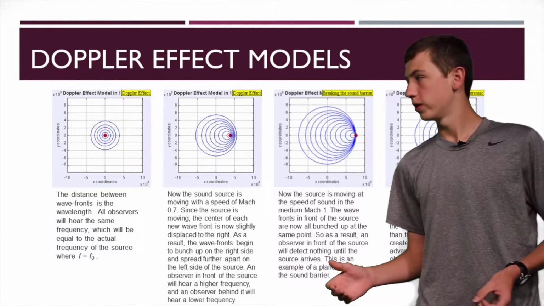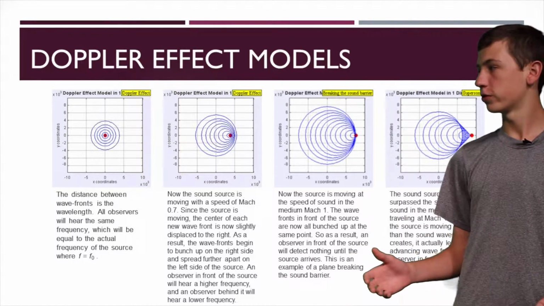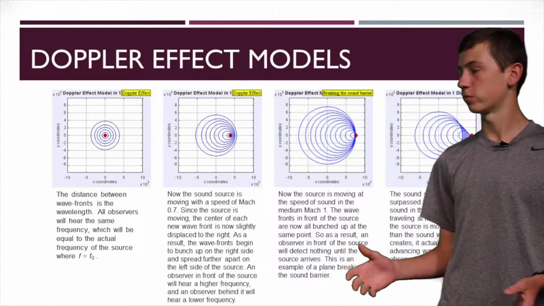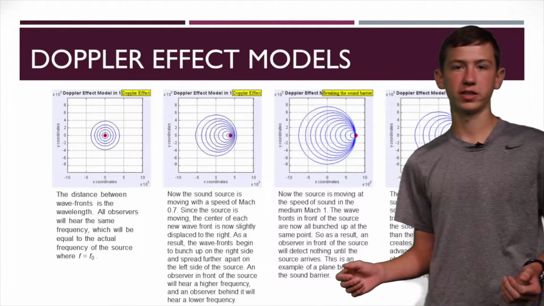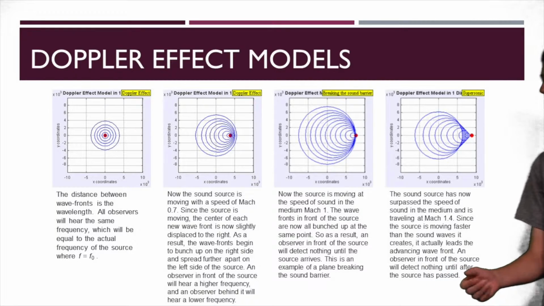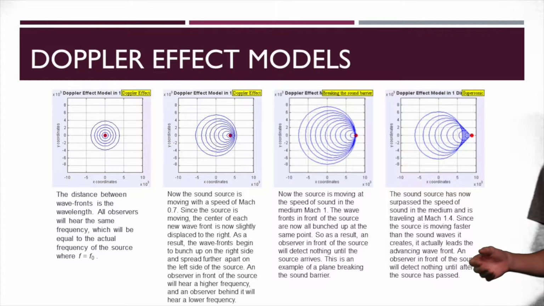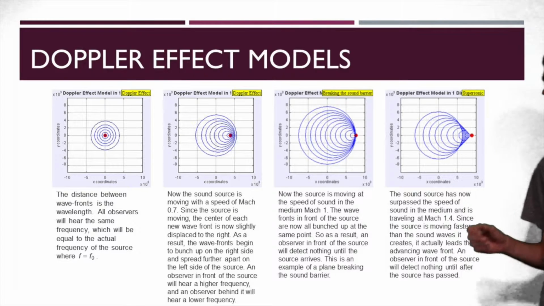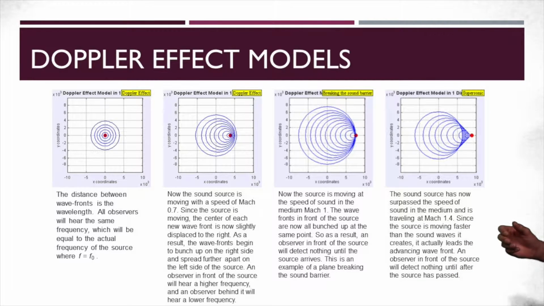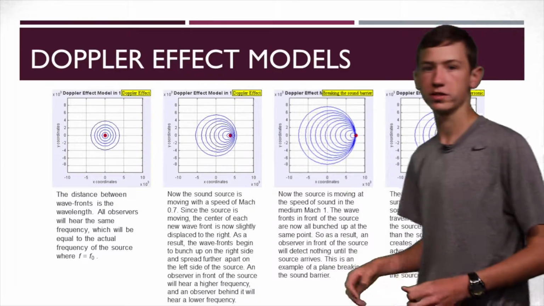Example 3, the source is moving at the speed of sound, and an observer in front of the source will detect nothing until the source has arrived. An example of this could be a plane breaking the sound barrier. And finally, for our last example, the sound source has now surpassed the speed of sound in the medium and is traveling at a speed of Mach 1.4. An observer in front of the source will detect nothing until after the source has passed. We will now simulate example number 2 for you.